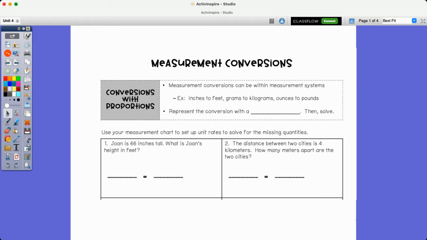Okay, so we can represent the conversion with a proportion, then solve.